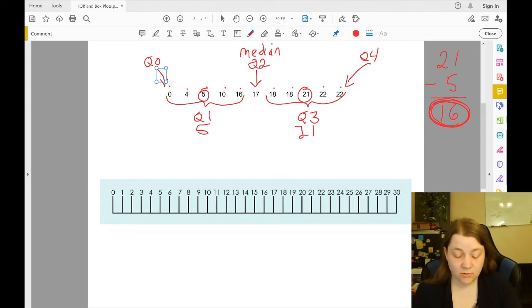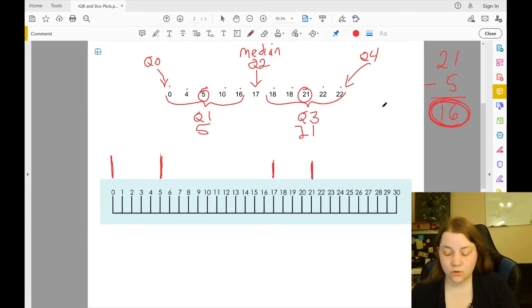If you said that I'm going to put the lines for the box and whisker plot at every number that we labeled for quartiles, you're absolutely correct. Quartile 0 is the number 0, so we're going to put a line at 0. Quartile 1 is 5. We're going to put a line at 5. Quartile 2 is 17, so we're going to put a line at 17. Quartile 3 is 21, so we're going to put a line at 21. Quartile 4 is 22, so we're going to put a line at 22.